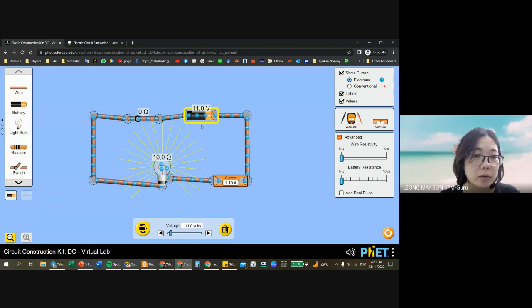So when it's 11 volts, what happened to the flow of the electrons? Can someone tell me what happened to the flow of electrons compared to 3 volts just now? So this is 11 volts. I'm going down to 3 volts. Look at the flow of the electrons. Good. All right. Comparing 3 volts, and then I go to 11 or 14 volts, the electrons flow faster. When the electrons flow faster, the current is also higher.